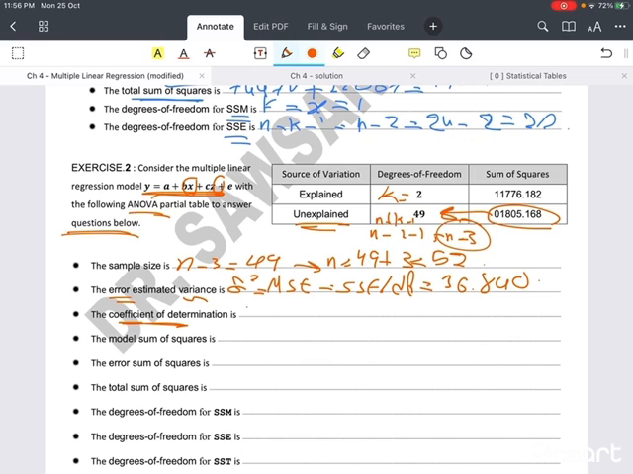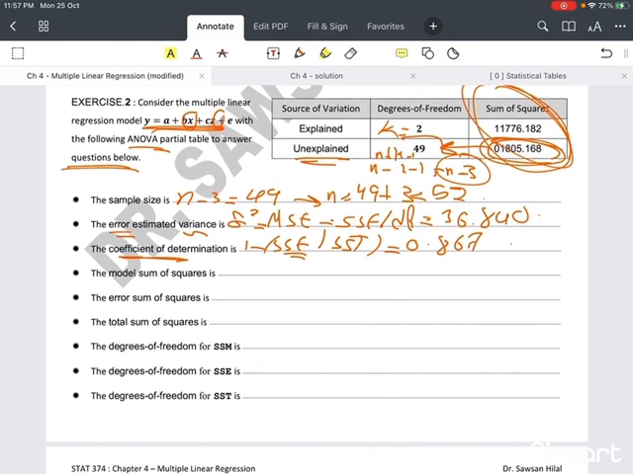The coefficient of determination, R squared, you can also find it. It is 1 minus SSE over SST. How will you find it? SSE is this value, the sum square error, over SST. You will sum all of this and subtract it from 1. You will find the answer will be 0.867. Calculate it, please. Check it.